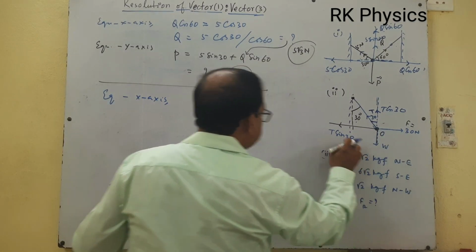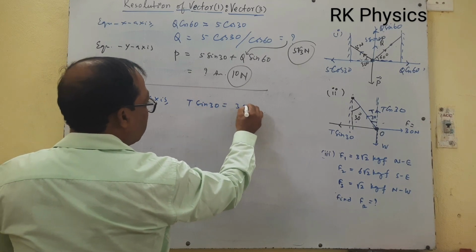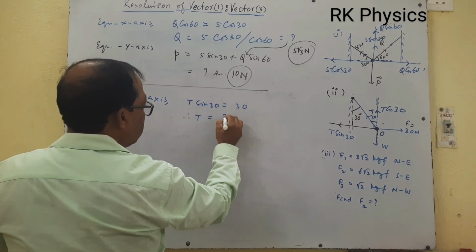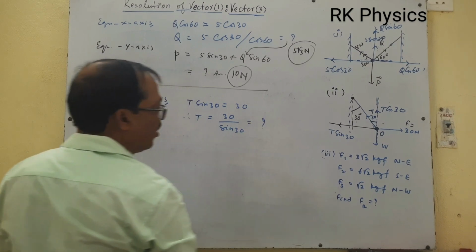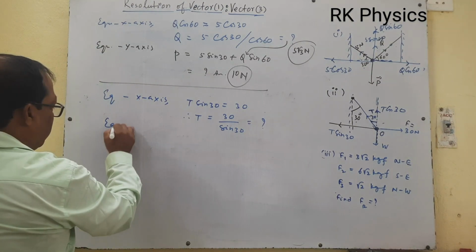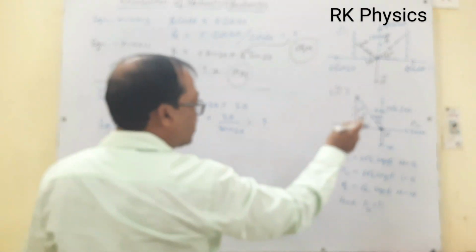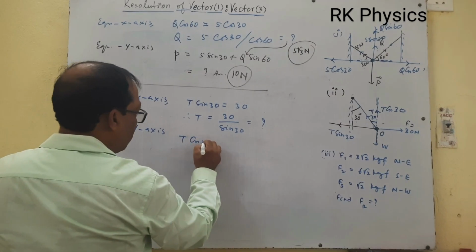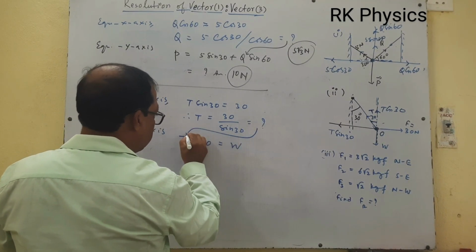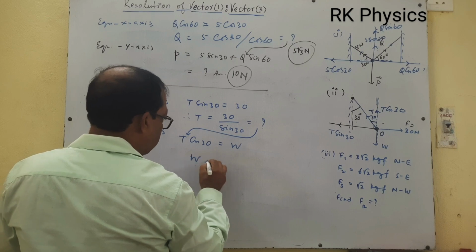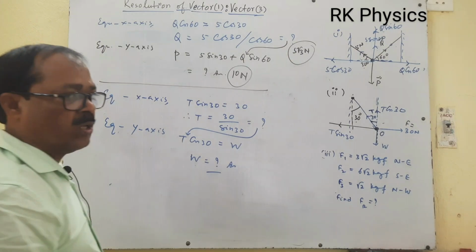that is T sin 30. T sin 30 equal to 30. So therefore T is 30 divided by sin 30. So this is your answer. Along equilibrium along y-axis, this is your T cos 30 that equal to W. Now put the value of T, then find out W equal to what. This is your second answer.